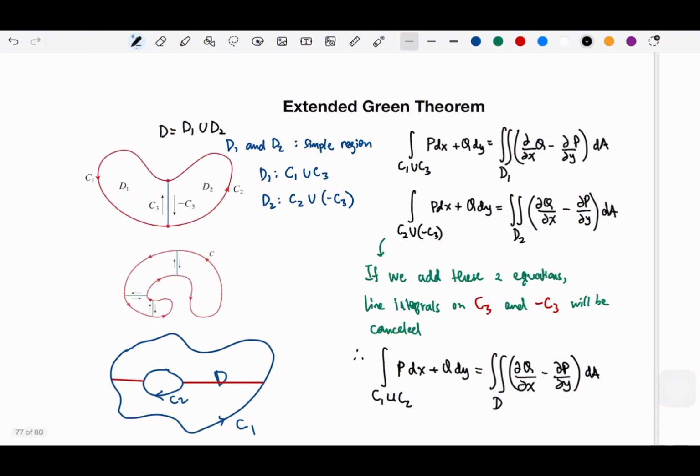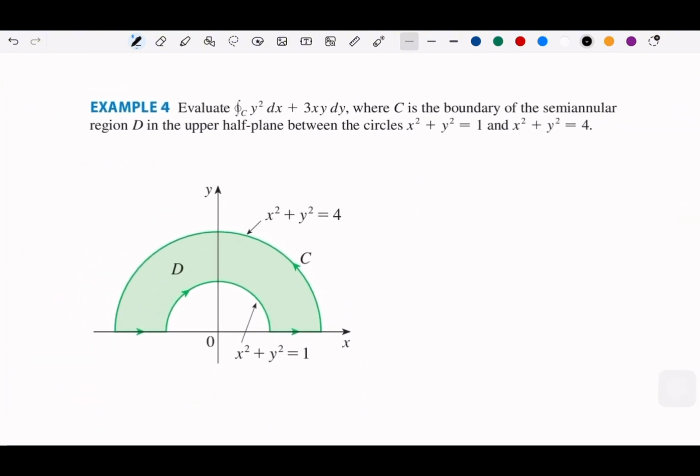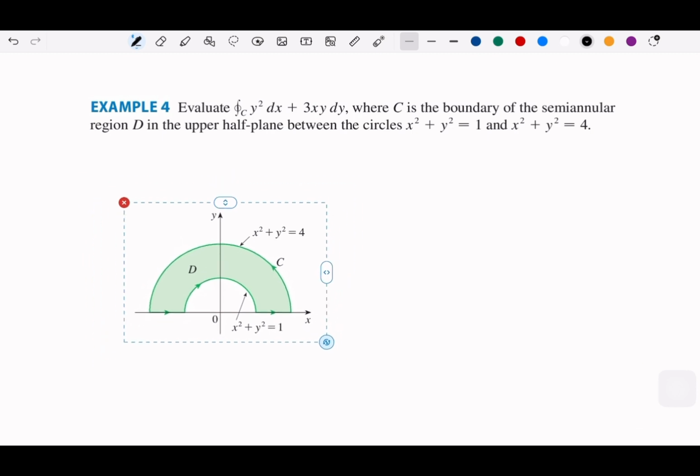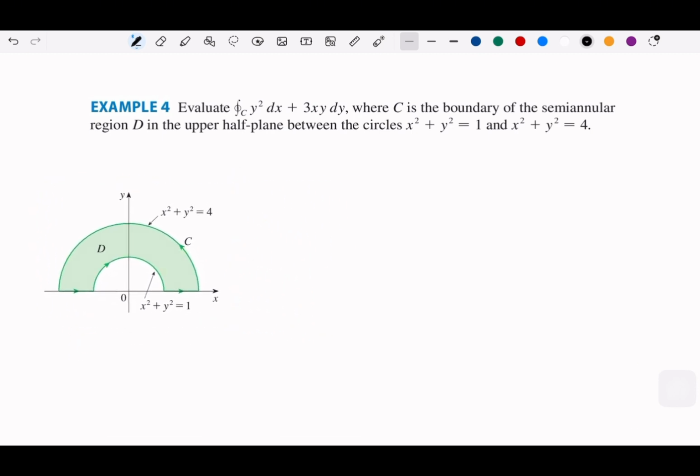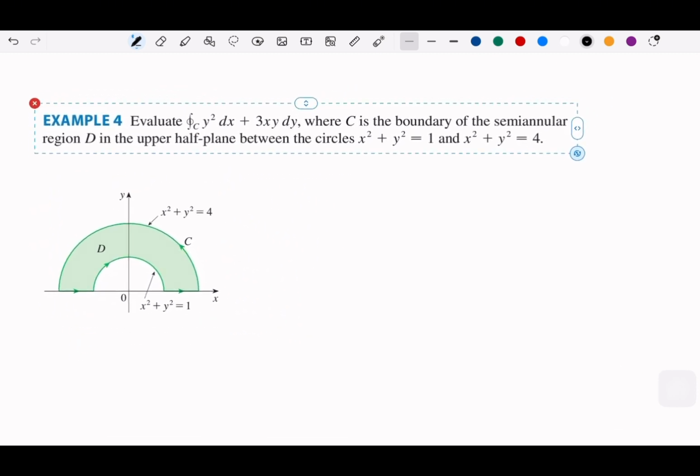Okay, so let's see the example here. Suppose that we have a line integral with the equations y squared dx plus 3xy dy. So we have our P, we have our Q. C is the boundary of the region D, a semi-annular region D, the upper half plane between the circles, so that we have two circles.